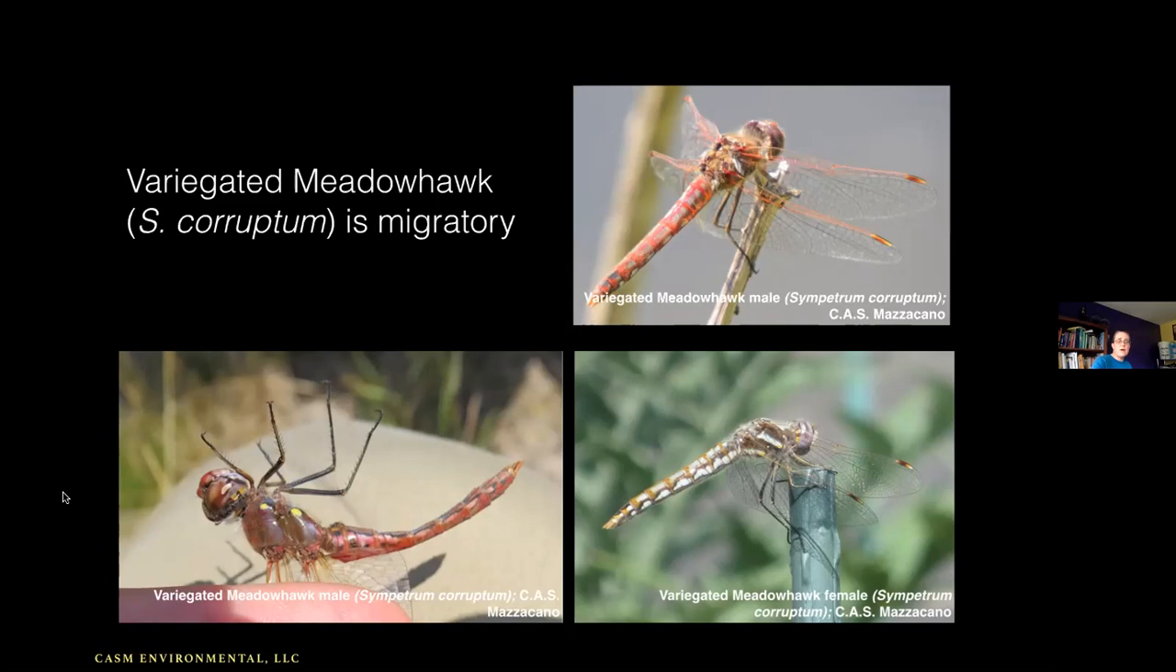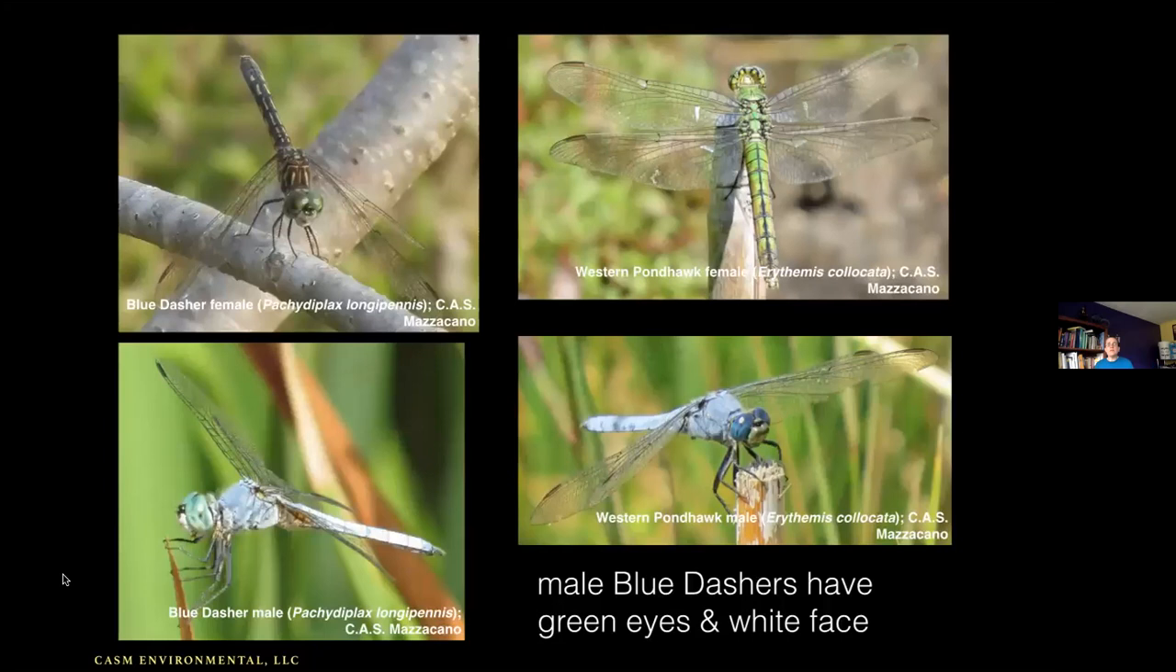Blue dashers are very common in slower water systems, as are Western pondhawks. Left-hand side, you see blue dasher, female and male. Right-hand side, you see Western pondhawk, female and male. And if you look at the female of each one, the blue dasher is named based on those yellow markings. So it's got these little dashy yellow stripes, then narrow yellow stripes going down the abdomen, on the thorax. Looks pretty different from that female Western pondhawk. She's bigger. She's a beautiful lime green color. It's not hard to tell those two apart.